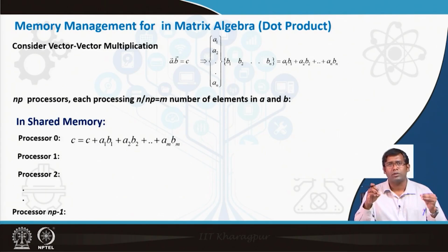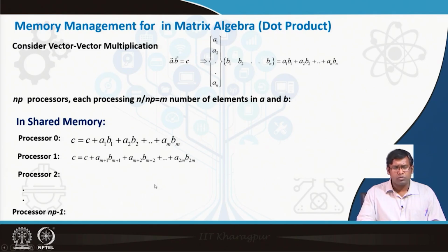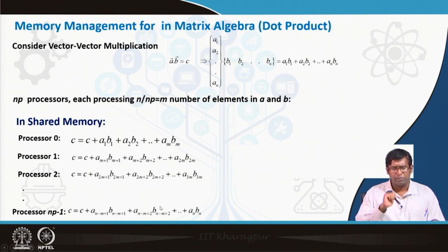So, they are using the protocol sum, everybody is writing to the sum. So, they can add up to the variables. Processor 2 writes C is equal to C plus A(M+1) B(M+1) up to A(2M) B(2M). Processor NP minus 1 writes similarly. So, as the processors operate in parallel, finally when the operation is done, we get that C has been updated by all the processors.